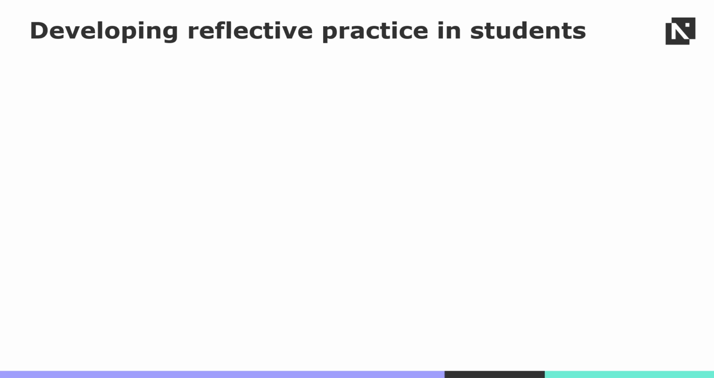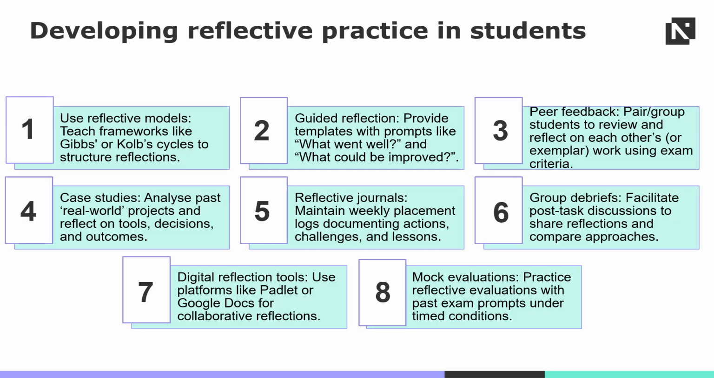So how do we develop reflective practice in students? Number 1, introduce reflective models. Teach students to use reflective frameworks such as Gibbs or Kolb or the Describe, Interpret, Evaluate model. Why it works: these models provide structure to guide students through the reflective process.